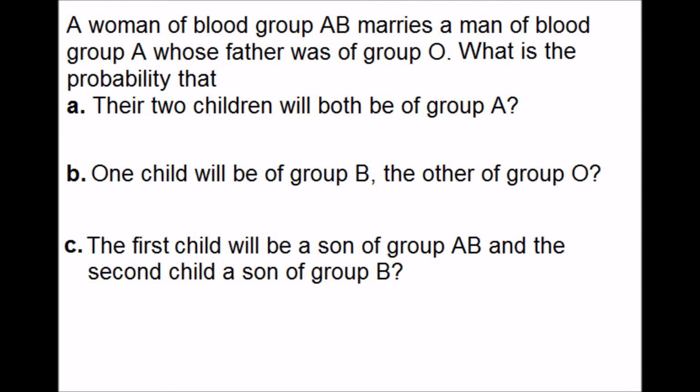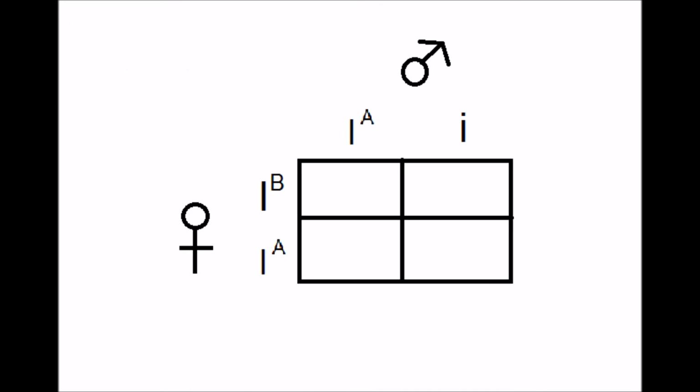In part A of this question we have to work out the probability of both their children being in blood group A. We can do a Punnett square to work out the chance of their first child being in group A. The chance of the second child being in group A will be the same as the first child.